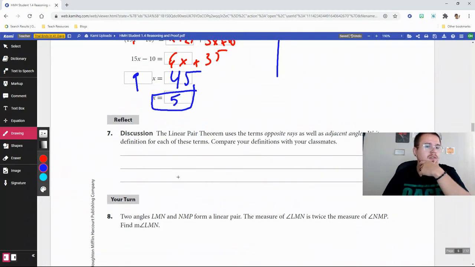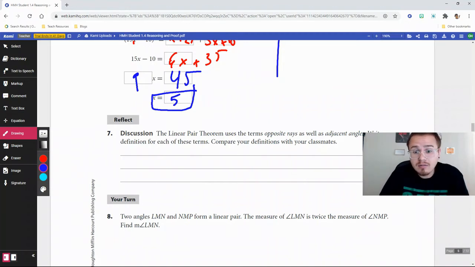So, a little time for reflection. Take a look in the mirror. The linear pair theorem uses the terms opposite rays and adjacent angles. Write a definition. I think this is cool. I like problems that make you write things in your own terms. So pause and try it. Basically, an example that you could put is opposite rays are rays that share a common endpoint and form a line. So think about what that would look like. They make a line there.